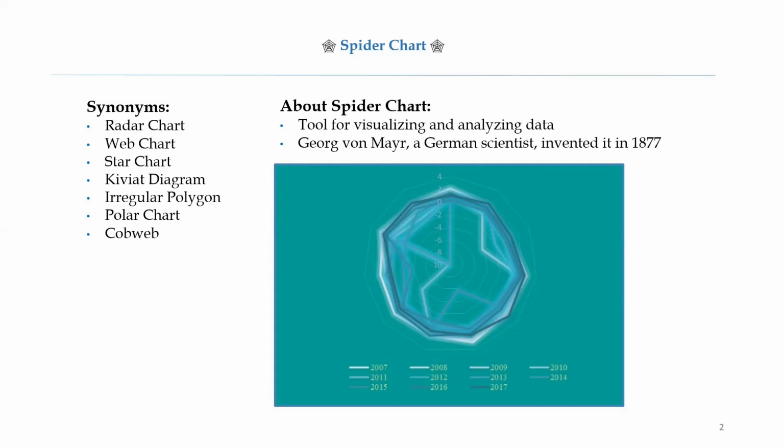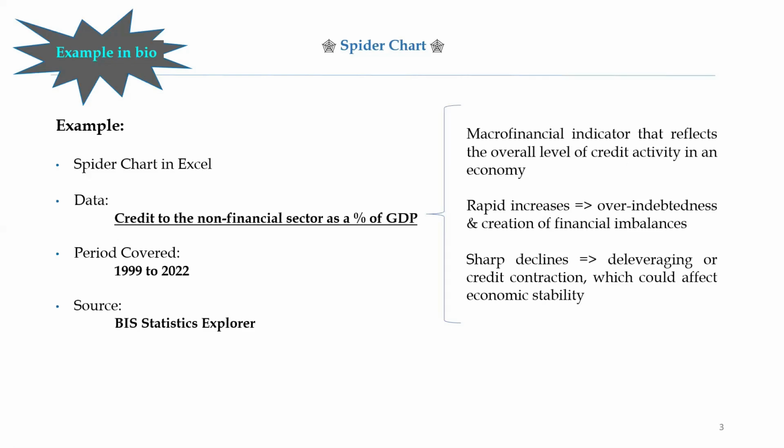To demonstrate the practical application of spider charts, I will use Excel to visualize data on credit to the non-financial sector as a percentage of GDP in several developed countries. This data set covers annual observations from 1999 to 2022 and is sourced from the Bank for International Settlements, BIS, Statistics Explorer. Why this variable?